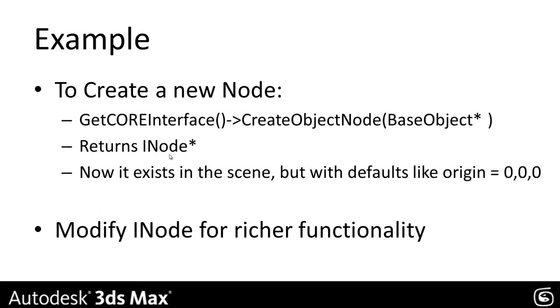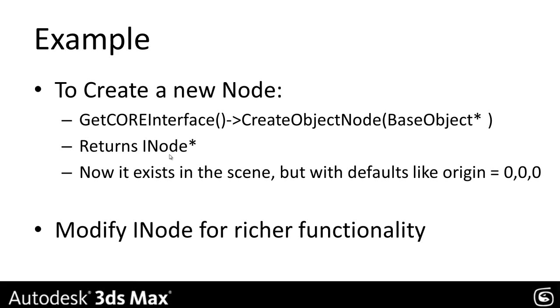So to create a new node, you're going to go back to the core interface and you're going to call create object node, and you're going to pass in something of type base object. So pretty much anything you create that's going to be scene oriented especially is going to be derived from base object. So this returns you the new inode, and so now you have the node that you can work with.